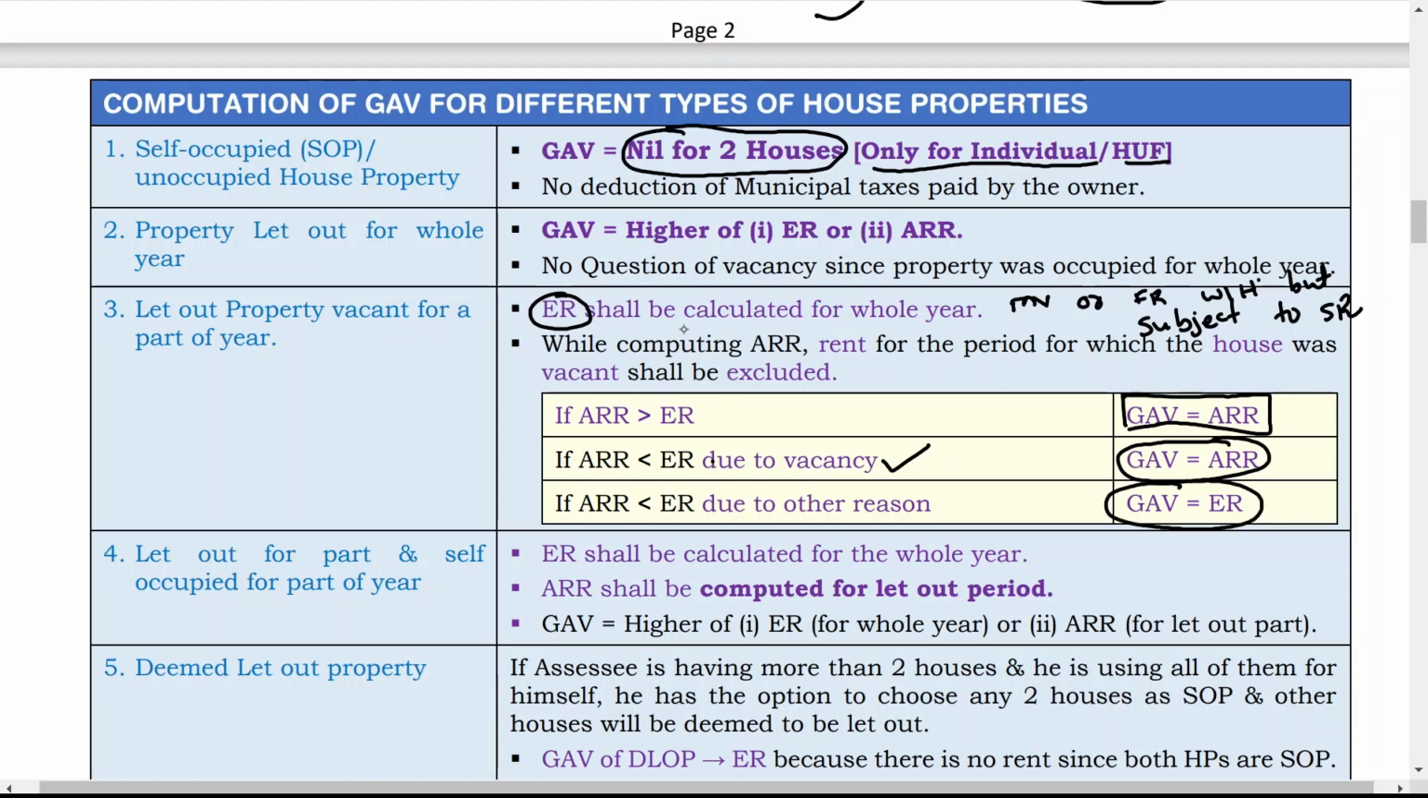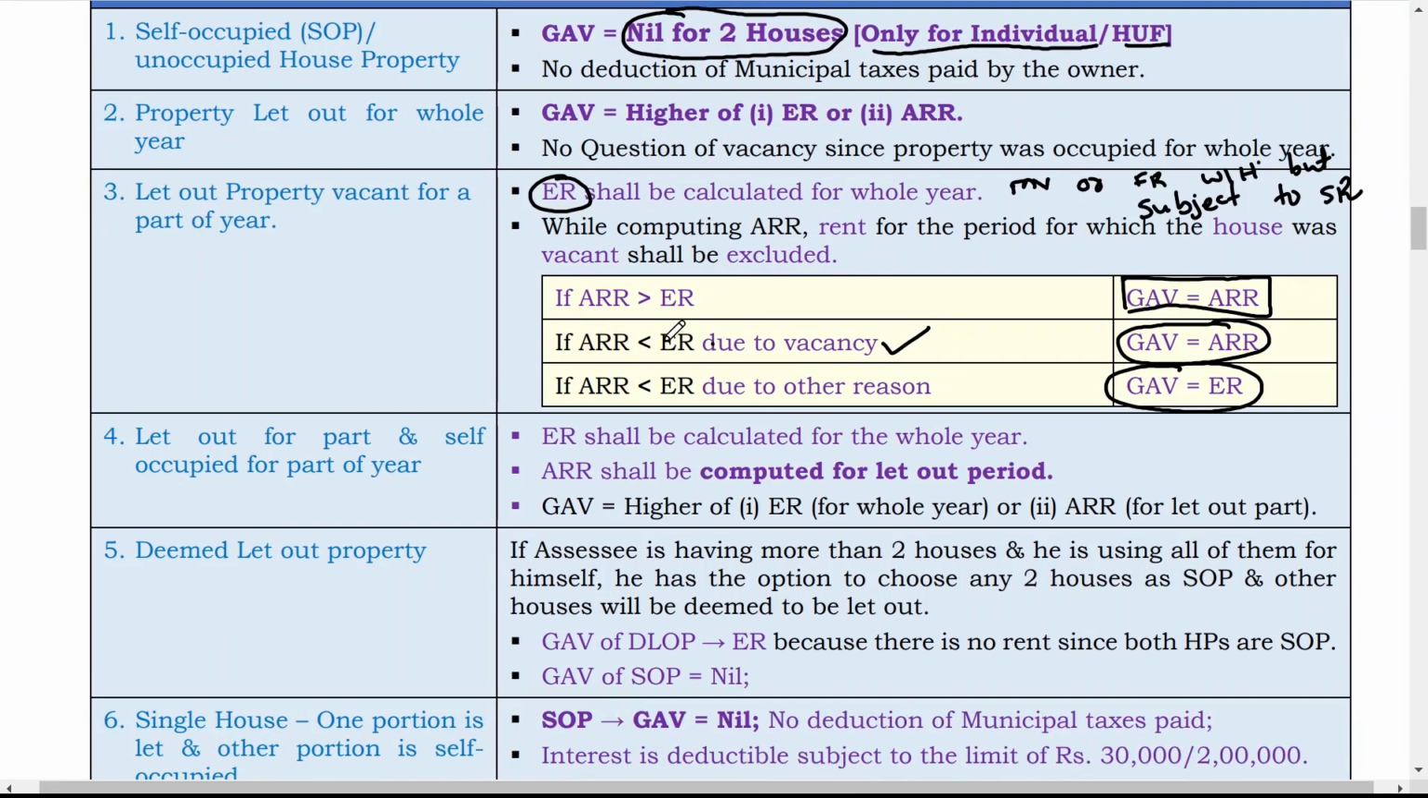So these 3 points will make the difference. You have to understand very clearly what ARR is. If ARR is greater than ER, then you have to take ARR as the answer. If ARR is less than ER due to the loss of vacancy, then in that case ARR will become the answer. If ARR is less than ER due to other reasons, then in that case ER will become your answer. We will solve some examples based on this concept so that you will get more understanding.